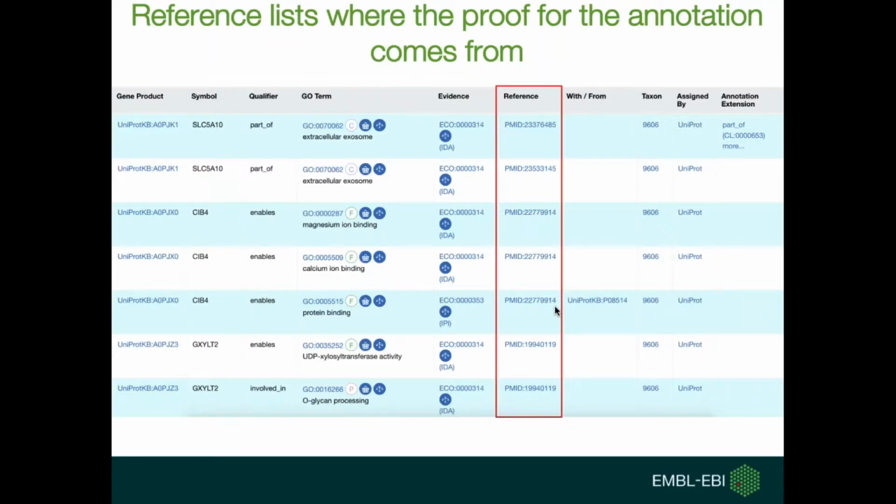Obviously, with evidence, we have to provide a reference. We have to say where we found this information. This really pertains particularly to manual annotations, so things that have these evidence codes like IDA, IMP, and IPI. In QuickGO, when we list the reference, you can click on it and it'll take you to the EuroPMC page where you can actually view the paper that we got it from. So if you want to read the paper yourself, you can.